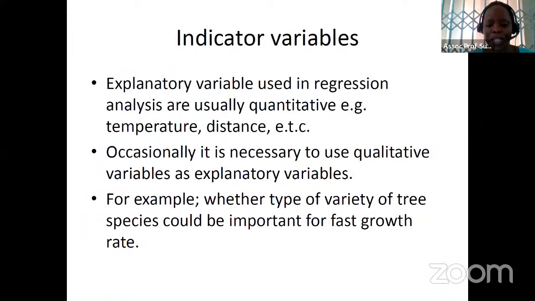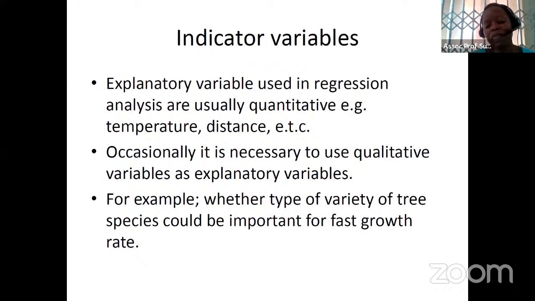So lastly, but not least, I want us to talk about indicator variables. And sometimes we have explanatory variables or independent variables that are categorical. But we would like also to include them in the regression. So in that case, we cannot straight away include categorical information in the model. So we code our categorical information and formulate what we call indicator variables or dummy variables. Okay. So how do we formulate dummy variables?